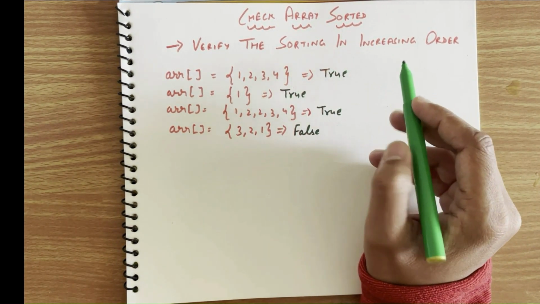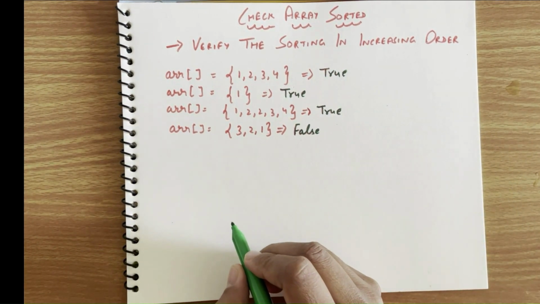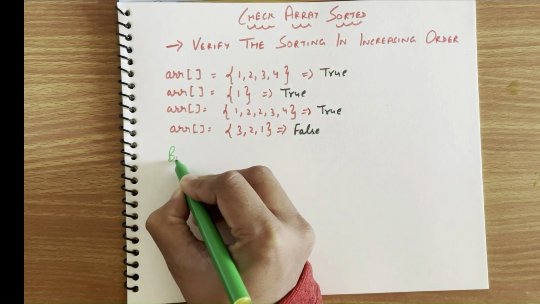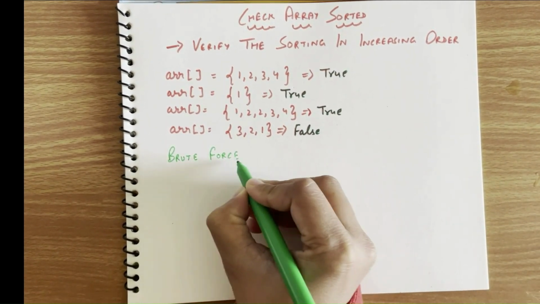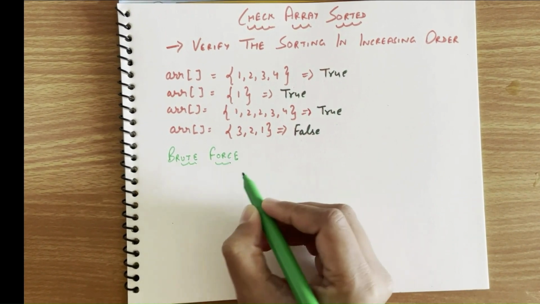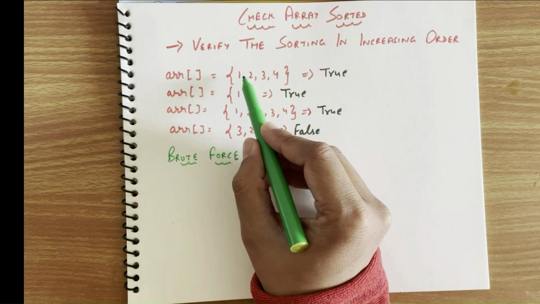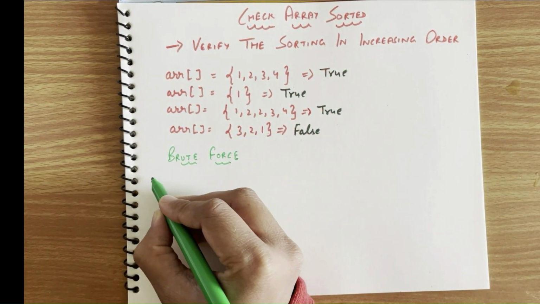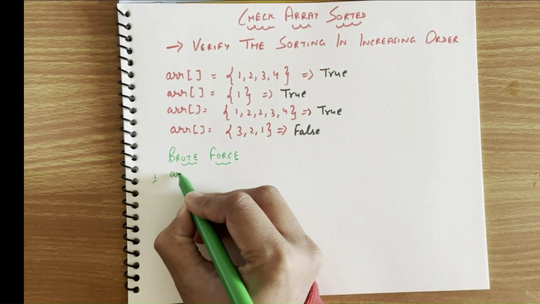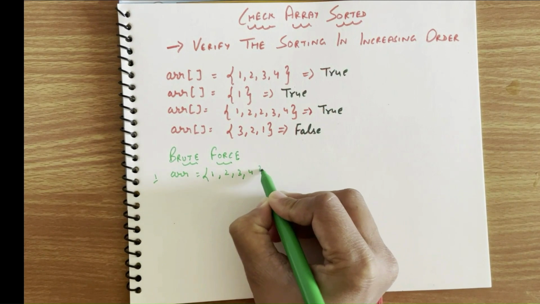Now we will discuss both the brute force and the efficient approach. So let us first discuss the brute force. In the brute force approach, we will be simply picking one array element at a time and then we will compare it with the rest of the array elements. Like if we take an example here, if we take the array as 1, 2, 3 and 4.